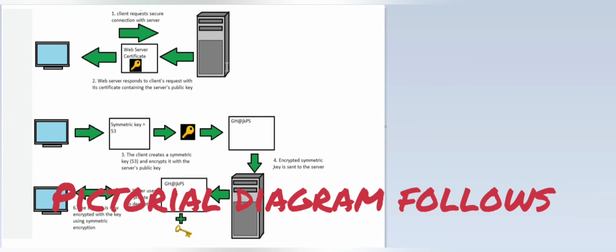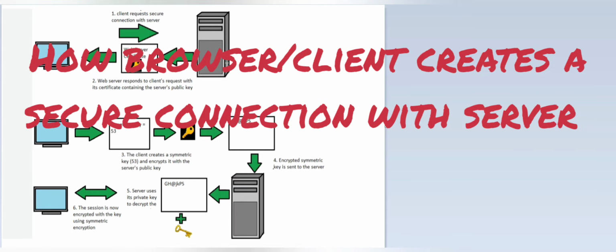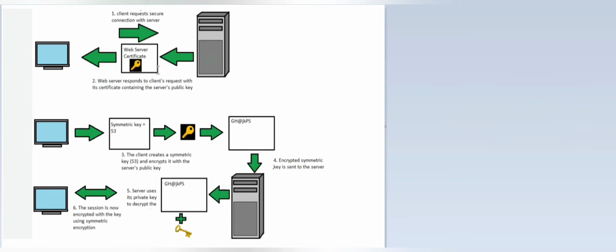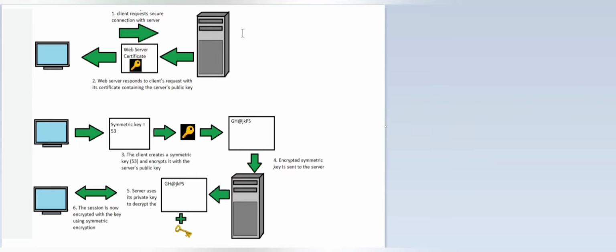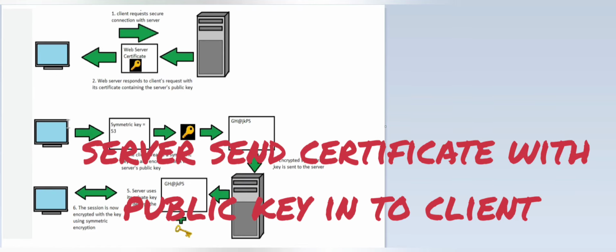So now let's try to understand how client creates a secure connection with the server. As we know, to create a secure connection, we need an SSL certificate to be installed on the server. So here server requested certificate authority to issue a certificate and install it on the server. So now when client sends a secure connection request to server, and server, we know, has the certificate having the public key and private key, server responds to the client request with the certificate having public key in it. So now client has the certificate having public key.